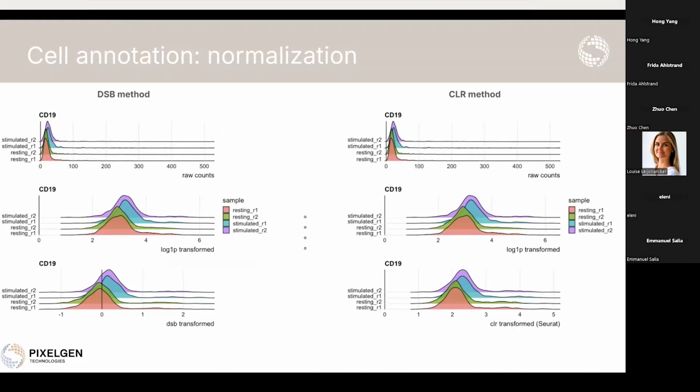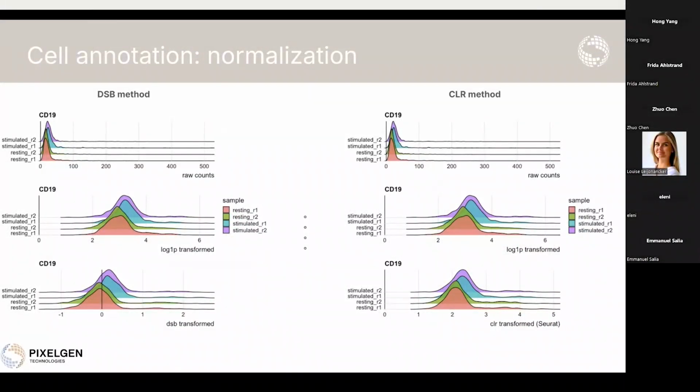After that, now we've done QC, so we move on to the pre-processing. So the first step in that will be the cell annotation. Within Pixelator, we offer two different methods for abundance normalization. Our method of choice is DSB, which stands for denoising by background.